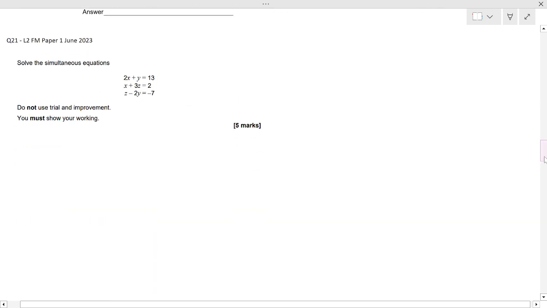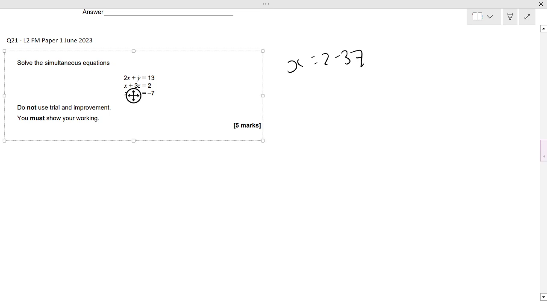Solve these simultaneous equations. There are a lot of different methods for solving stuff like this, a lot. But for GCSE, what you're really expected to do is either substitute one equation into the other. So you could say x is 2 minus 3z. Then you substitute x here to say 2 lots of 2 minus 3z, add y, is 13. I'm going to do that here then. So I'm going to say x is 2 minus 3z.